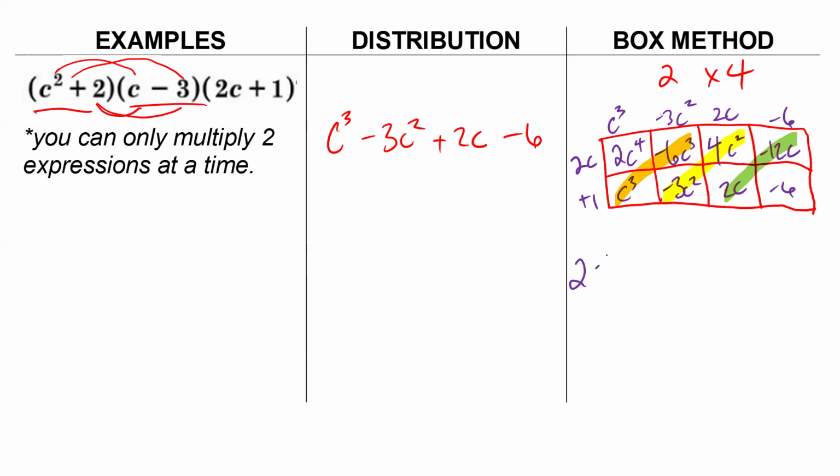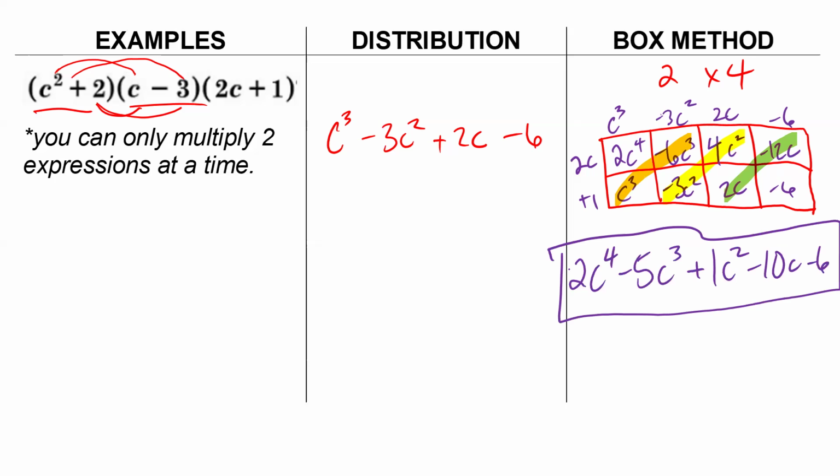Okay, so we have 2c to the 4th. How many c cubeds do I have? I have 1 and -6. What does that make? -5. How many c squareds do I have? 1. How many c's do I have? -10. And then -6 had no friends. And that would be our final answer.